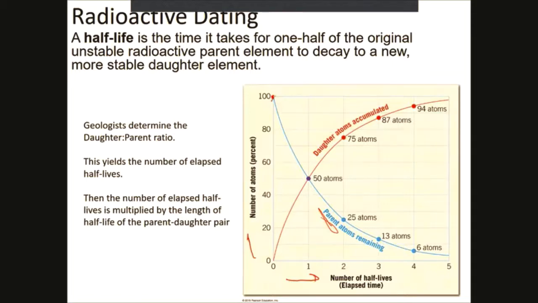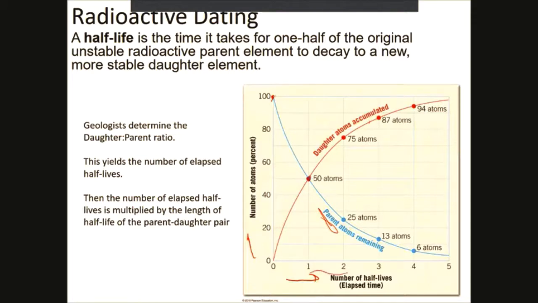Well, what do the parents decay into? They decay into daughters. So after one half-life, we only have 50% remaining parent, but now 50% of the atoms are now daughters because the other 50% of the parents decayed into daughters.